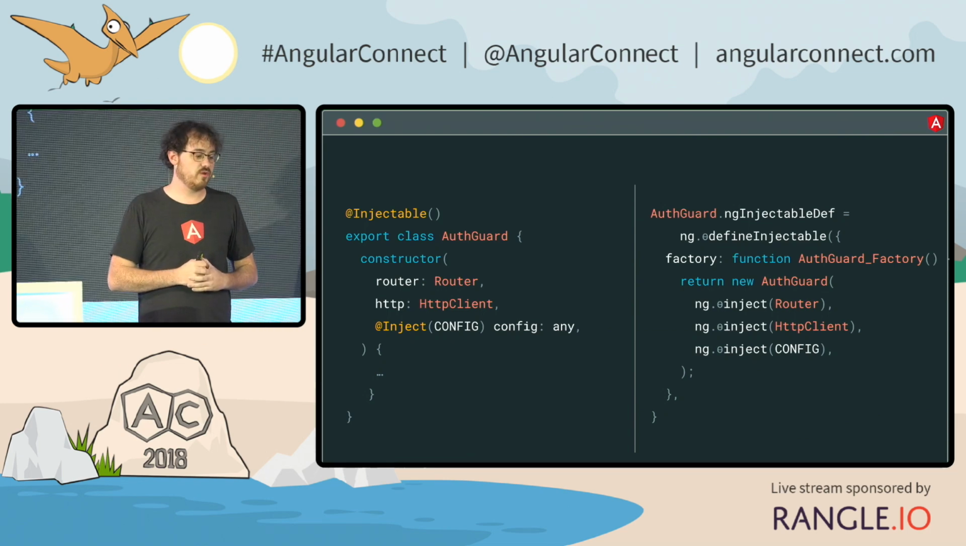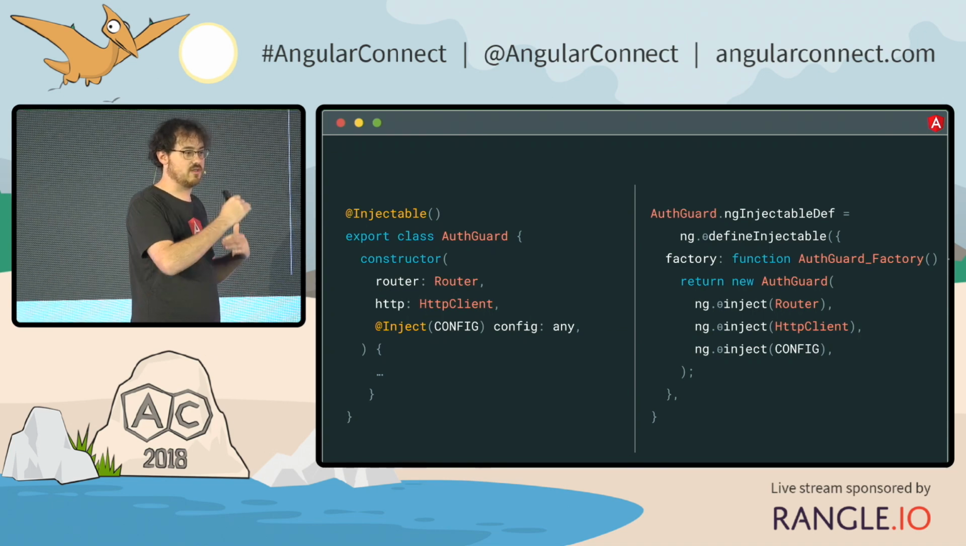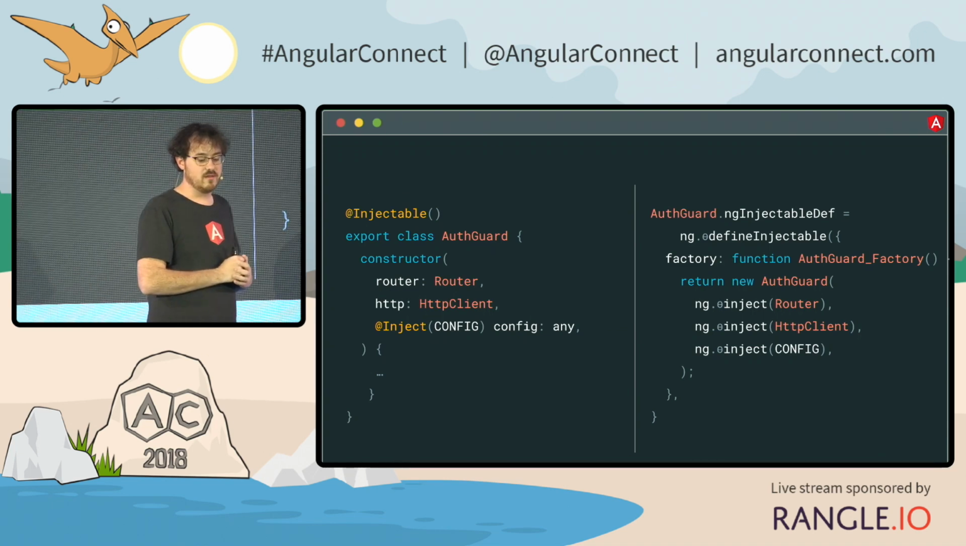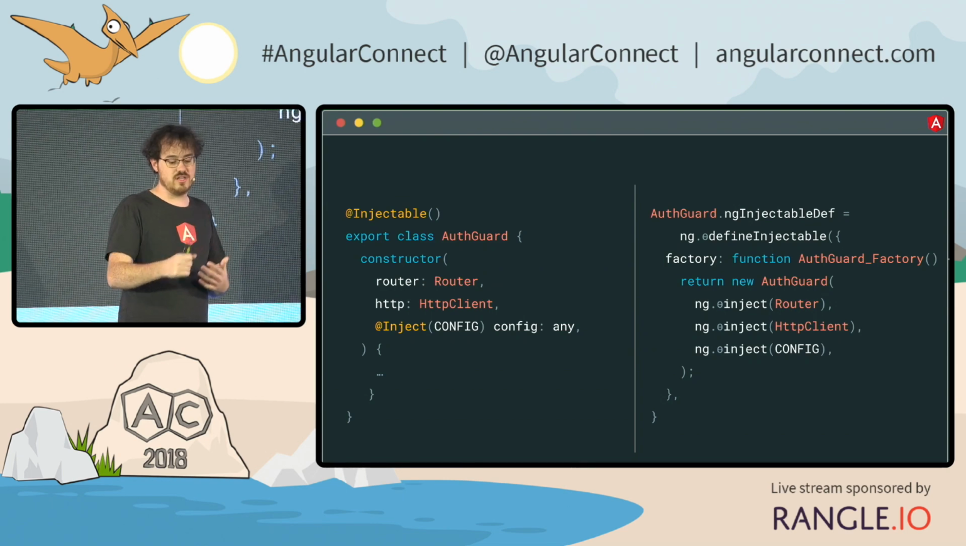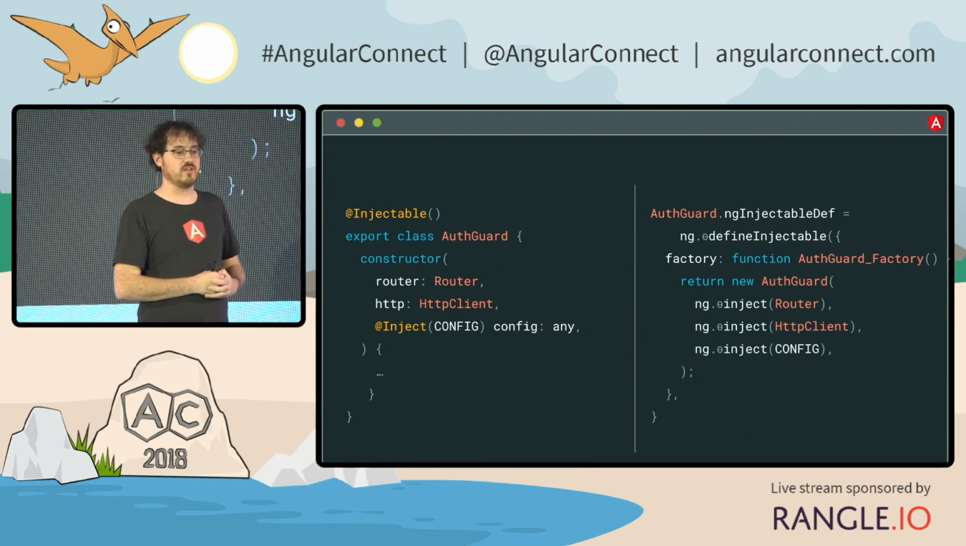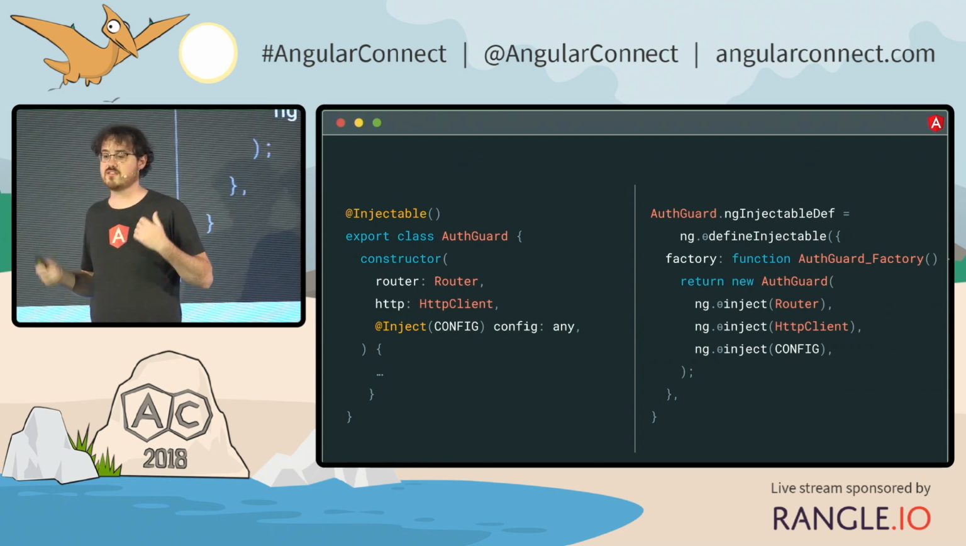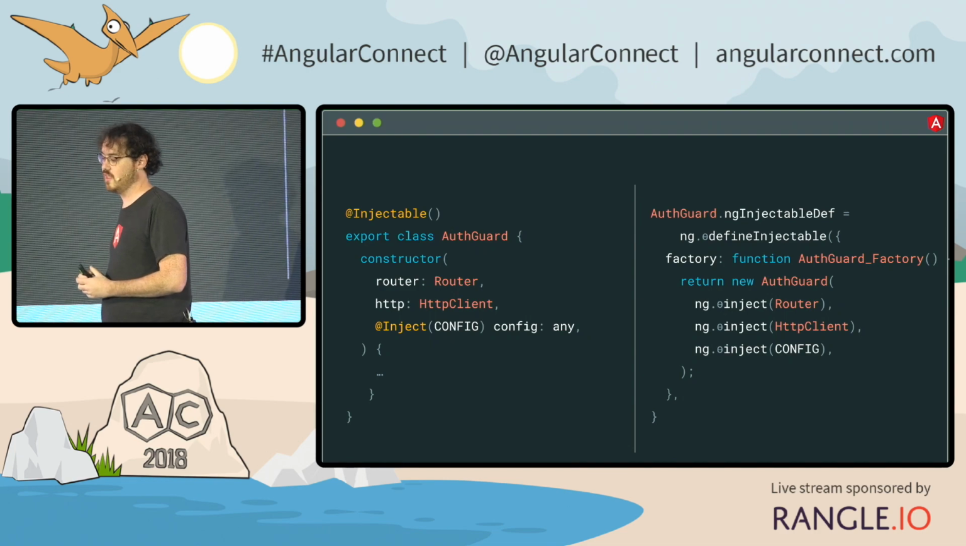And another thing I'd like to point out about this is if the auth guard actually had no dependencies, right? If everything were hard-coded in its logic, then it wouldn't actually need to call the inject instruction. Our factory function would just be calling new auth guard, open parenthesis, close parenthesis. And that's not an accident, as we'll see later.